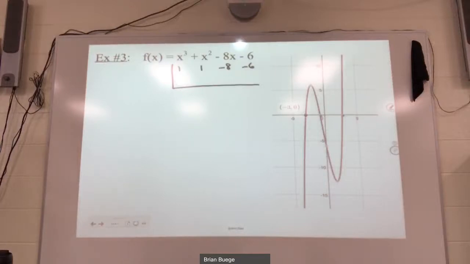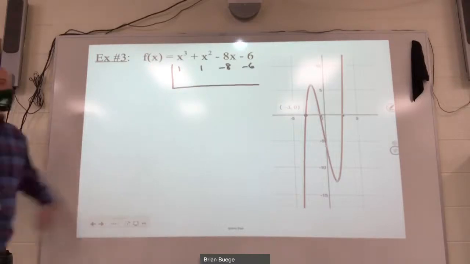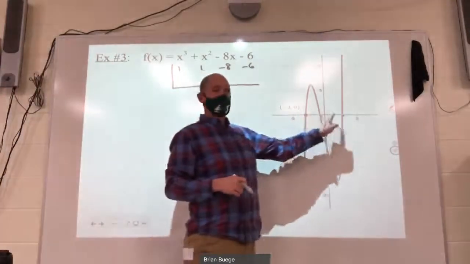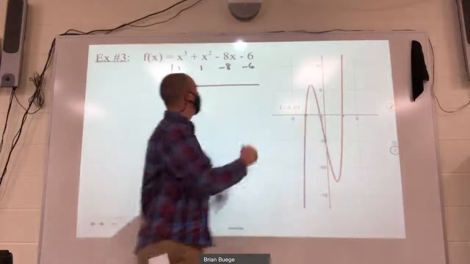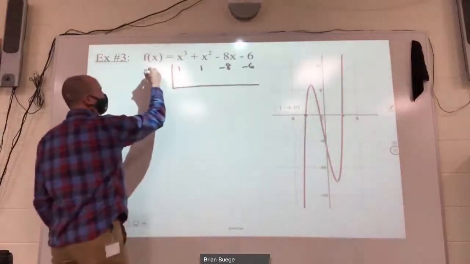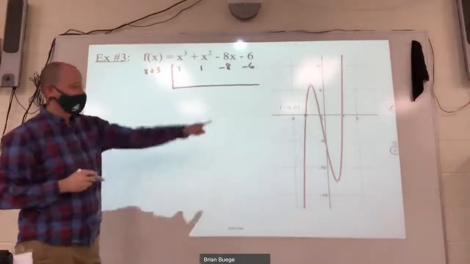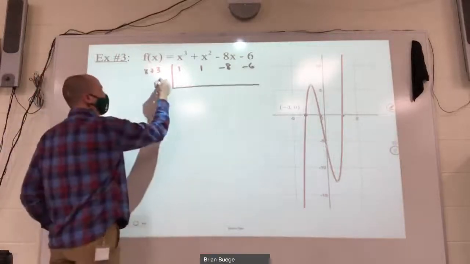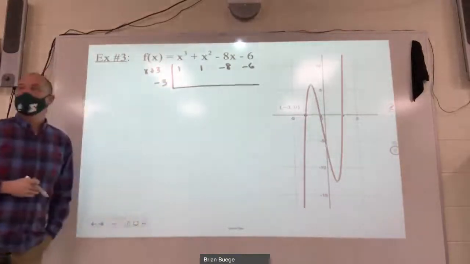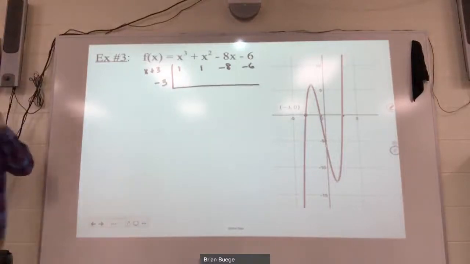So first question I have for you. What's the factor, or what am I going to use for synthetic division here? What number? What do you think? That's why I provided the graph. You're using the zeros. So -3, so what I'm checking is, is x plus 3 a factor? It should be, because it's on the graph, which means -3 is what I'm using for my synthetic division. Okay? Let's go through the process.